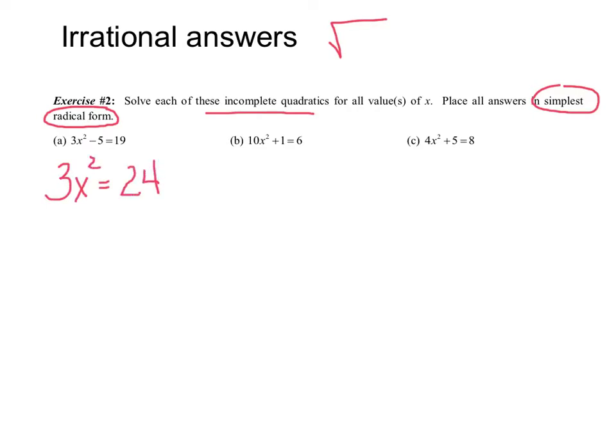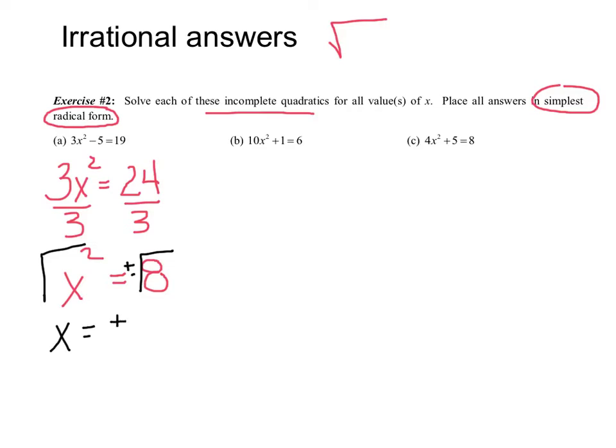All right, my goal is to get x by itself, so my next move, hopefully your gut's saying the same thing, divide both sides by 3. And I've got x squared equals 8. Okay, so far so good. To get rid of a square, I'm going to take the square root, but now we're smart now. We know when we take a square root, we actually get two answers, plus and minus. So I've got x equals plus or minus.